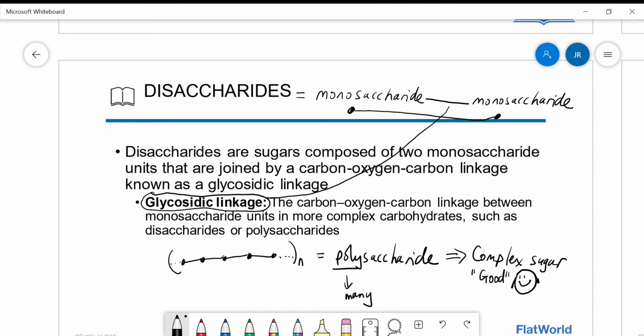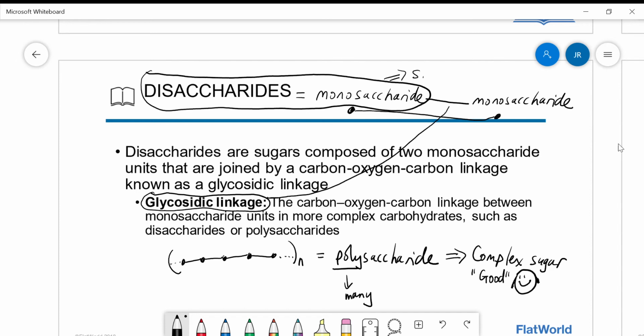Monosaccharides and disaccharides, so disaccharides and monosaccharides, these are also often called simple sugars. And these have a bad reputation. Do they deserve that reputation?